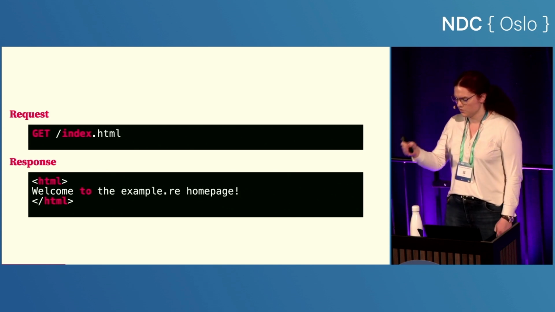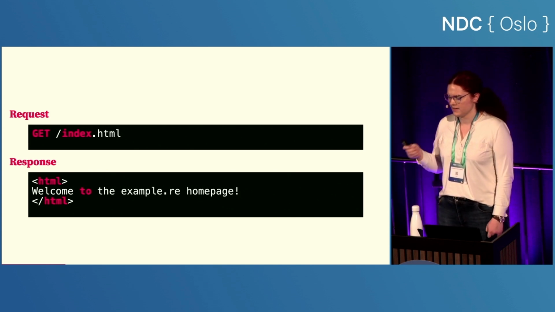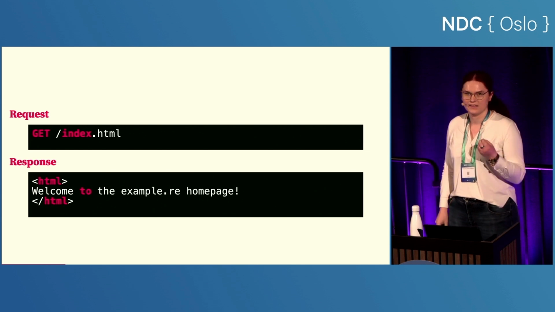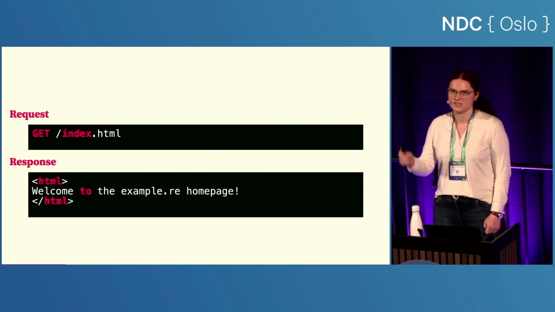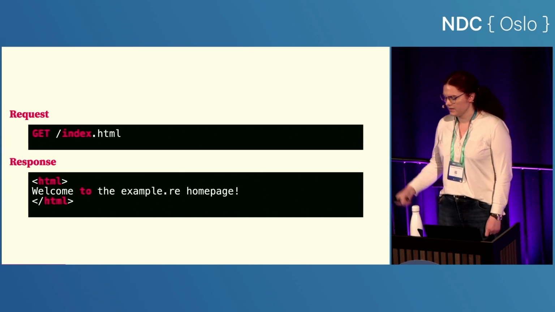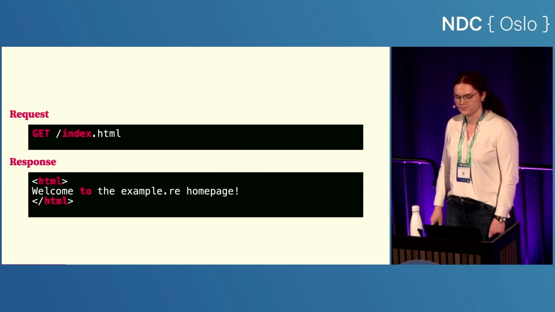And this is all that there is. So there's a request and a response. You only had the GET method, for example, and you gave it a path to some kind of document. The document had to be HTML. And you get that HTML back.